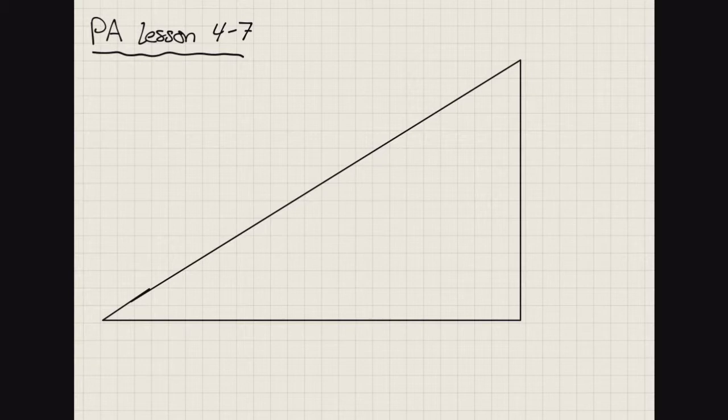On this triangle, we're going to add a few things. I'm going to start by labeling the points. We're going to call this point down here on the bottom left A. We'll call the point in the upper right B, and the point at the right angle point C.